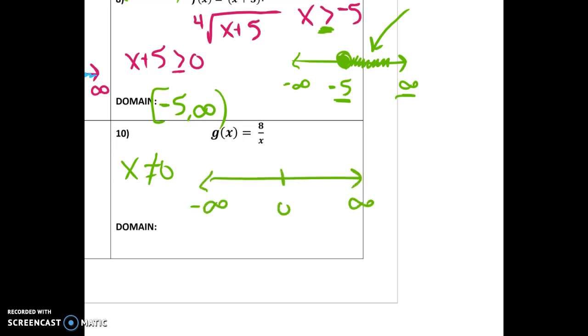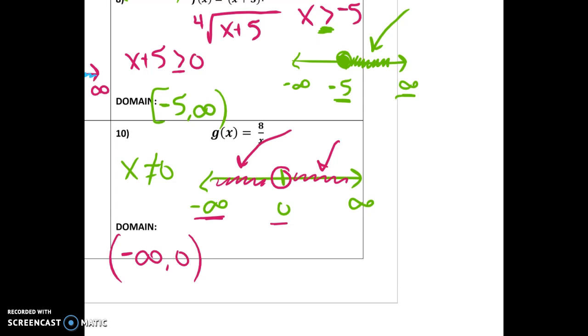So here's 0. I don't want 0, so when we put a circle, we leave it open, but I'll take to the left of it and to the right of it. So I'm going to write my answer in two parts. The first one will be negative infinity to 0. And I don't want 0, so use parentheses. And then I'll do the second part right here. And I'll go from 0 to infinity. And there is your domain for number 10.